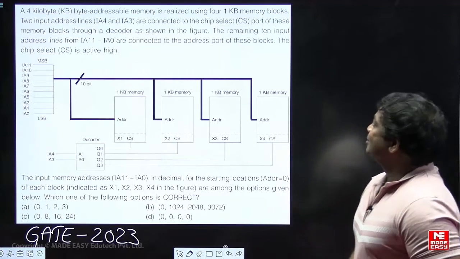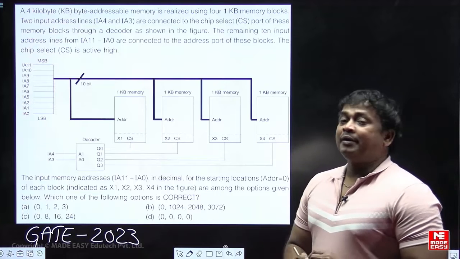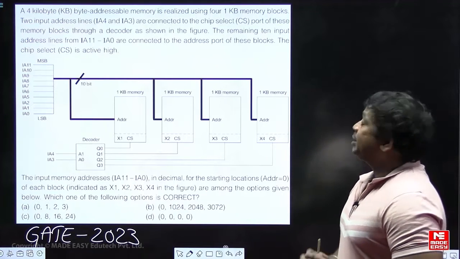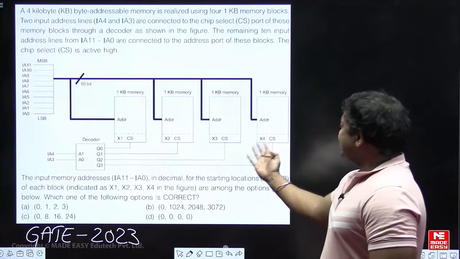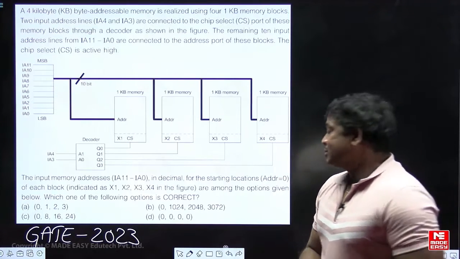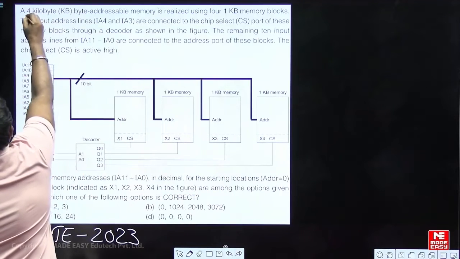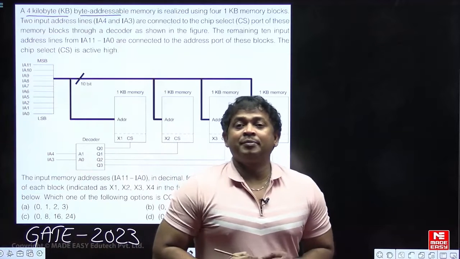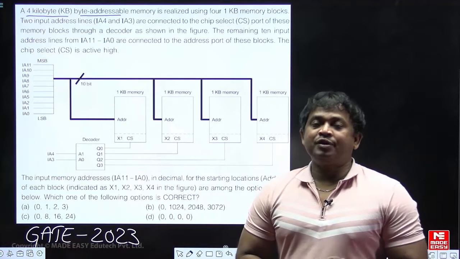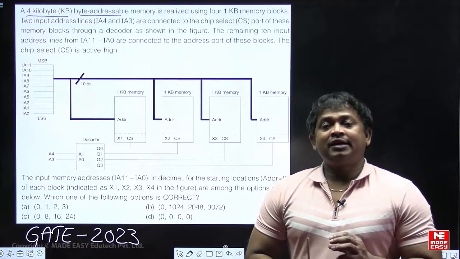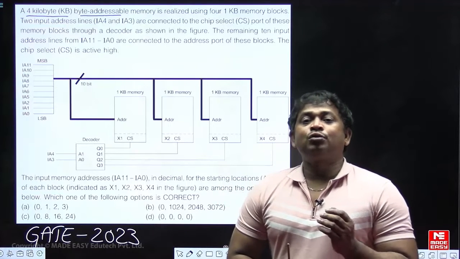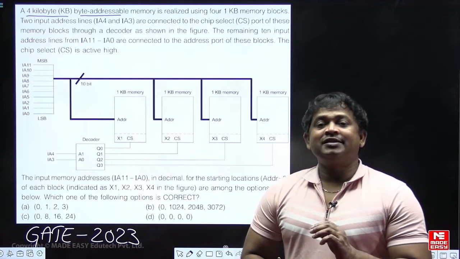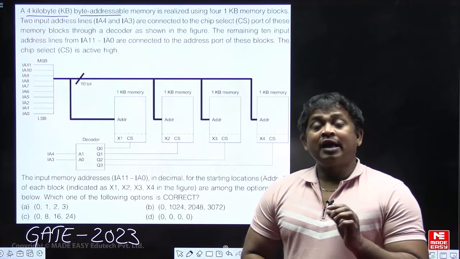In the question, a 4 KB byte addressable memory is realized by using 4 1 KB memory blocks, described in the question as a diagram. See that 4 KB byte addressable memory. The capacity of the memory is 4 KB. The configuration of the memory is byte addressable. Byte addressable memory means cell size equals 8 bit. So the 4 KB byte addressable memory is realized by using 4 1 KB memory blocks.